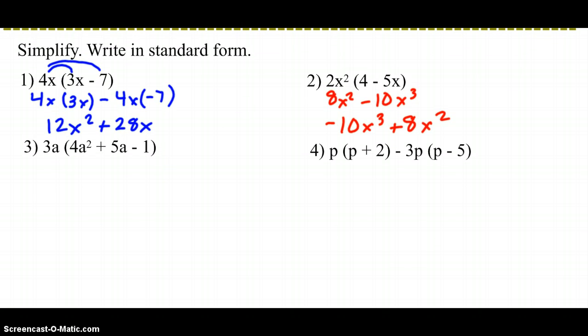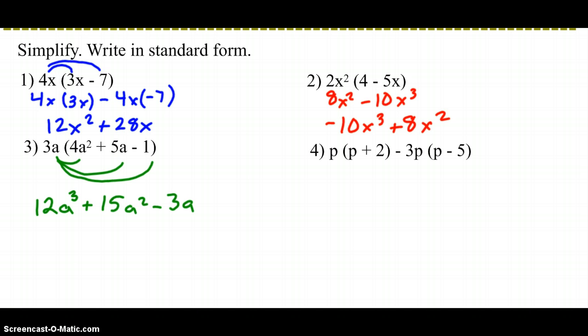All right, let's take a look at number 3. We're going to follow the same process, but notice this time we have a trinomial inside the parentheses. So we're going to actually have to multiply 3a by 3 different terms. 3a times 4a is 12. A times a squared would be a cubed. 3a times 5a, well, 3 times 5 we know is 15. A times a is a squared. And then finally 3a times negative 1 is negative 3a.